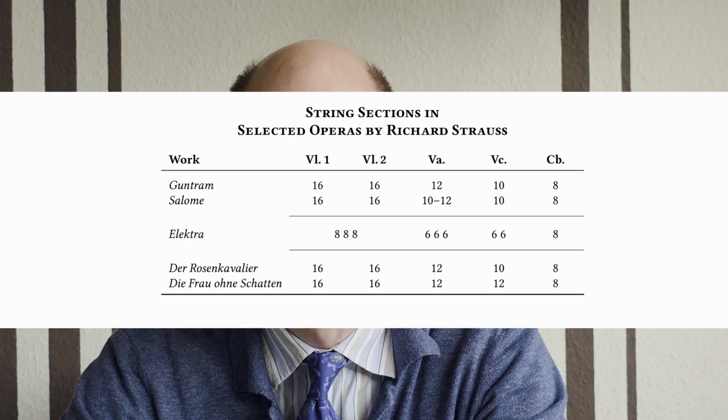As we can see in the second table, what makes Elektra distinctive is the composition of the upper strings. Strauss reduces the number of violins to 24 and increases the number of violas to 18. This results in a darker timbre and a stronger emphasis on the middle register. Furthermore, he divides both the violins and the violas into three groups of 8 and 6 players respectively. The sound is therefore widely dispersed, and the highest string part is often played by just 8 first violins.